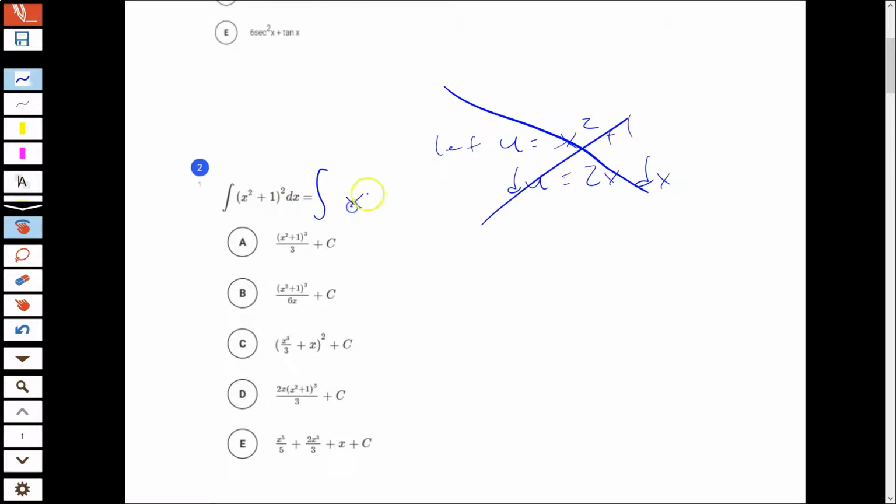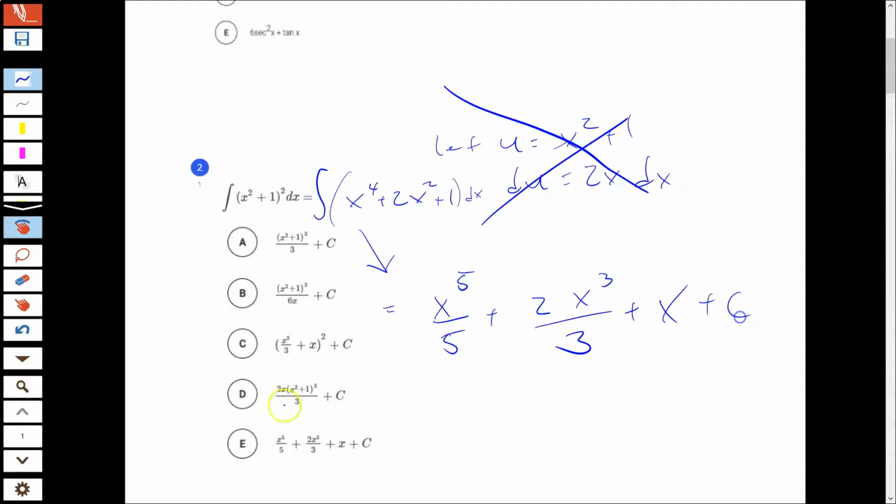So I'm going to square this. I'm going to get x to the 4th plus 2x squared plus 1 dx, and I'm just using the FOIL method or the Punnett square method. Now I've rewritten this, and now I'm going to integrate. So this is just a power rule problem. I get x to the 5th over 5, plus, you can see which choice it's going to be already, right? Plus 2 x to the 3rd over 3, because I added 1 and then divided by the resulting power, plus x plus c.